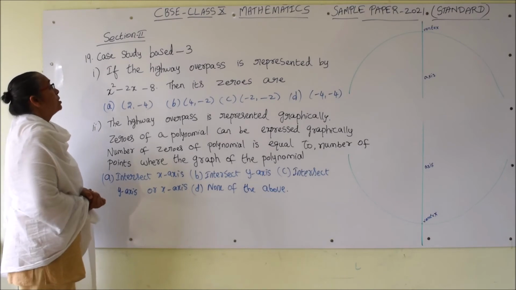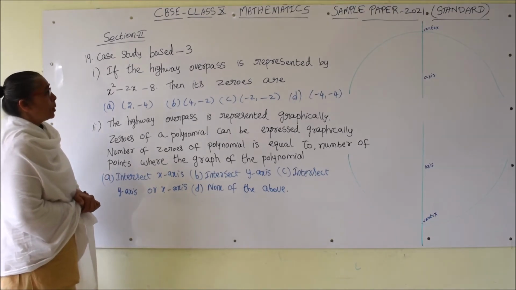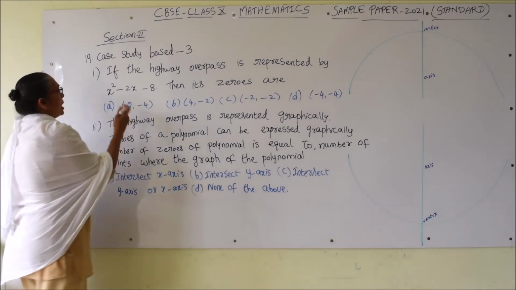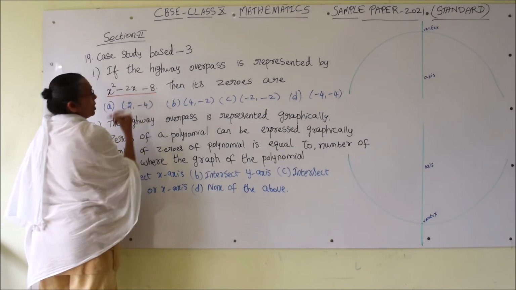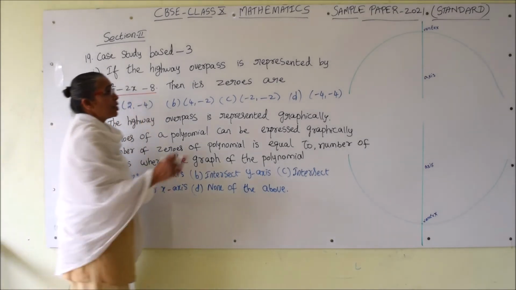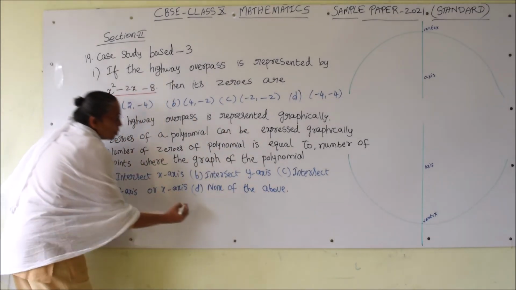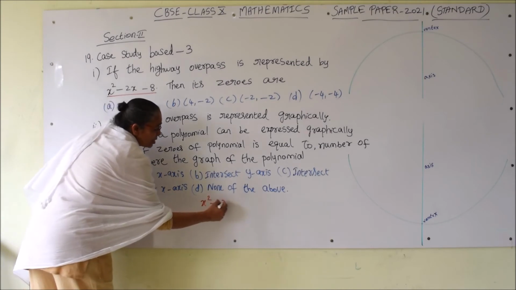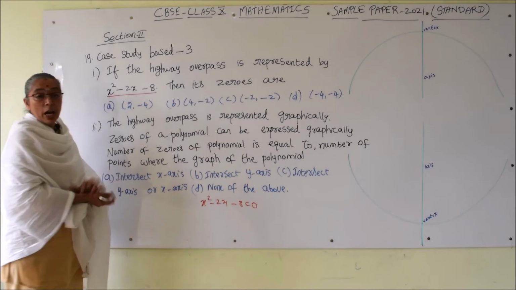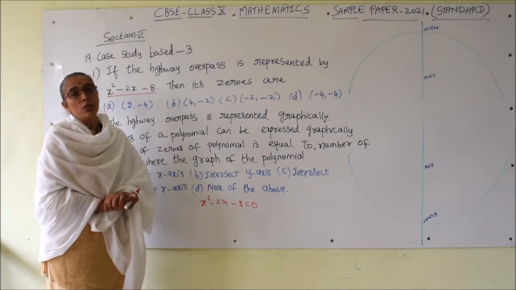First question in the third case study based problem. If the highway overpass is represented by x square minus 2x minus 8, so, what is this? A quadratic polynomial. Then its zeros are. So, how to find zeros of the quadratic polynomial? We have to equate this to 0. So, equating x square minus 2x minus 8 equal to 0, we have to find out the values of x for which the polynomial is becoming 0, right?